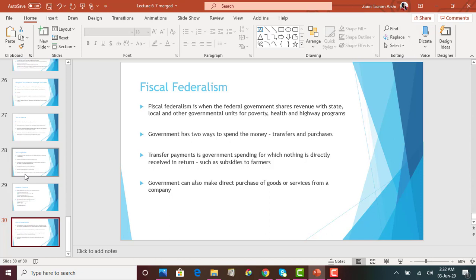Okay, government has two ways to spend the money. They can do transfers or they can do purchases. Transfer payment is government spending for which nothing is directly received in return, such as subsidies to farmers. Government can also make direct purchases of goods and services from a company. So these are two ways they can spend revenue, including sharing it between states, local, and other government entities.